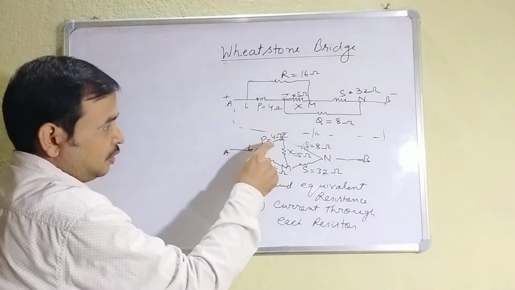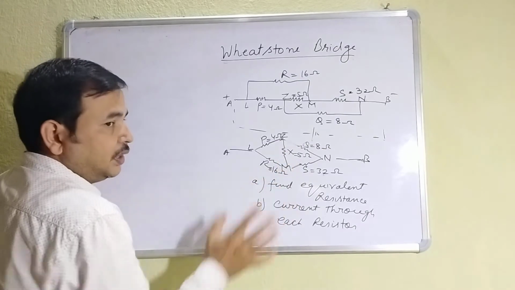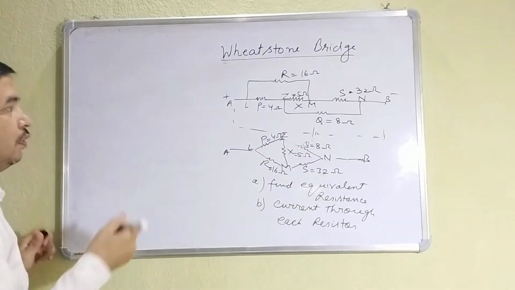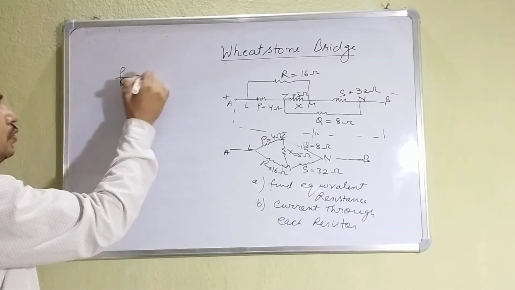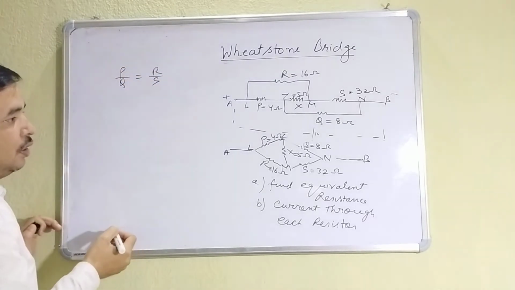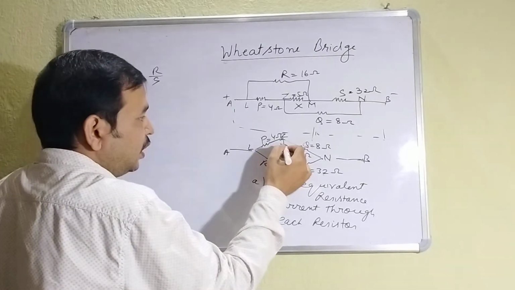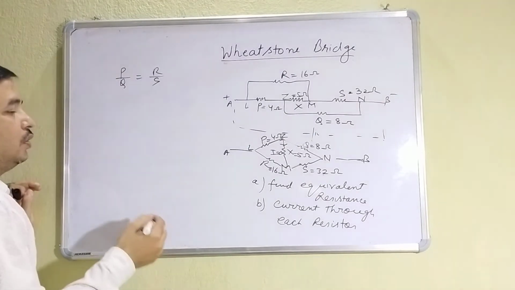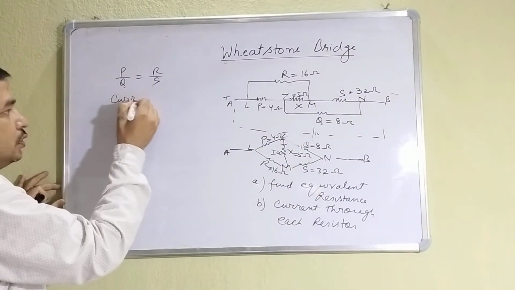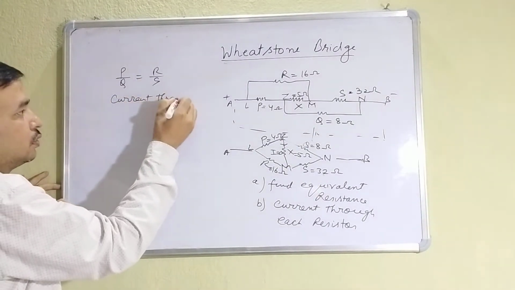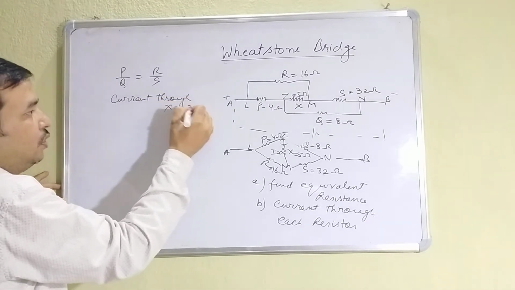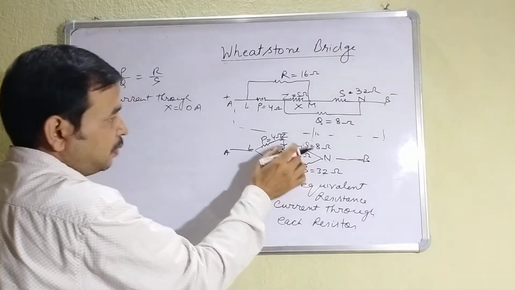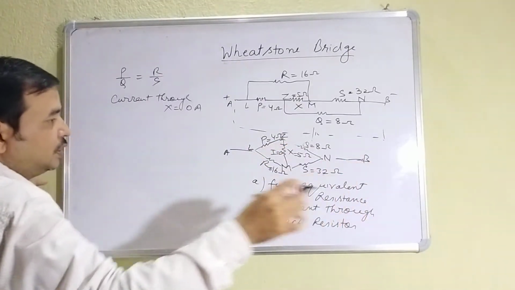Now you can see that the ratio P by Q is equal to R by S, which means this is a balanced state. The bridge is balanced. When this condition is fulfilled, it means there will be no current through this branch. We have already discussed this. So current through X is equal to 0 ampere. Now draw the equivalent circuit. If there is no current through this branch, you can remove this resistor.